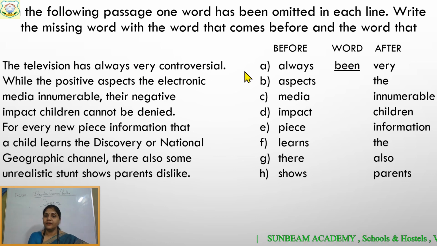Got it? Good. Very good for those children who have written the correct answer. The second line. While the positive aspects, the electronic media, don't you think something is missing? While the positive aspects, the electronic media, no sense is coming. It means that something is missing here. While the positive aspects, what can be the answer? Positive aspects, the electronic media. Have you got it? If you have got it, you can write your answer. And let's see.